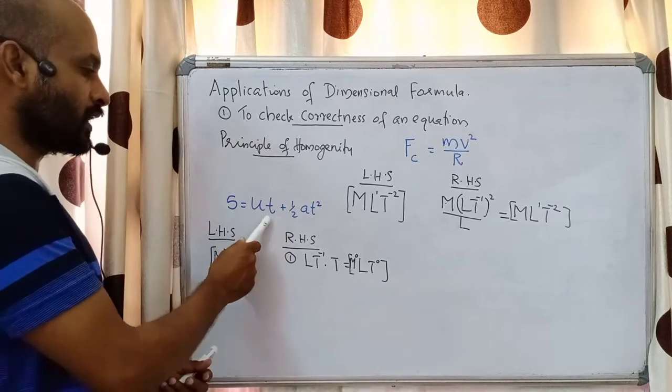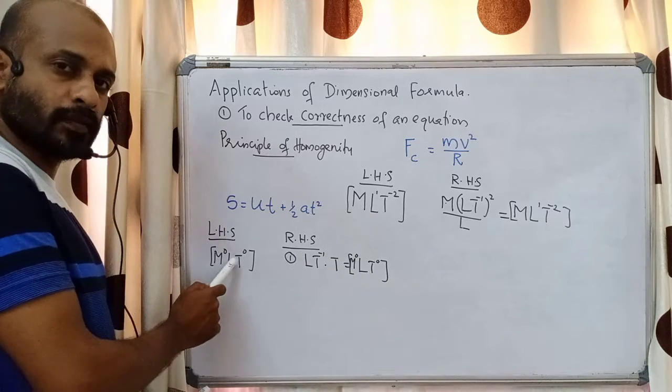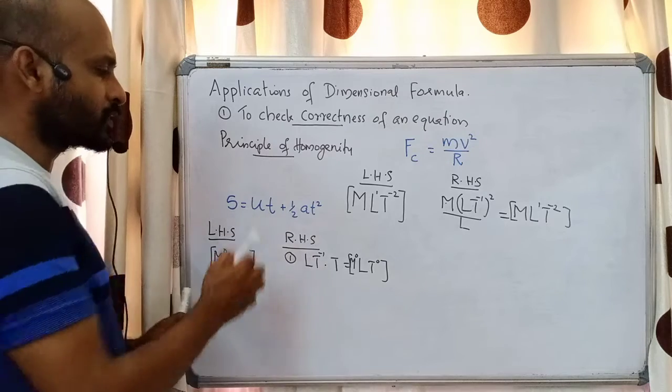ut has dimension formula m raised to 0, L t raised to 0. s is also having the same dimension formula. So for the first term it is okay, on the RHS. Now we'll see the second term.